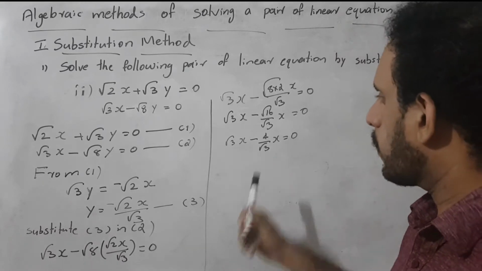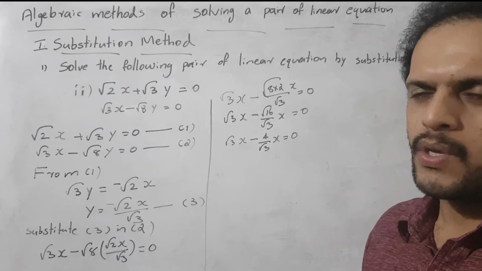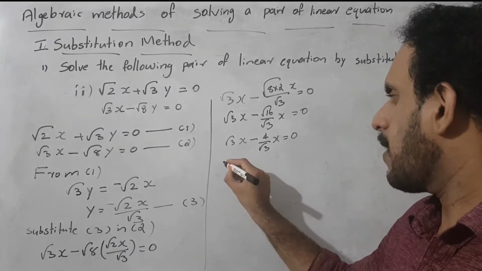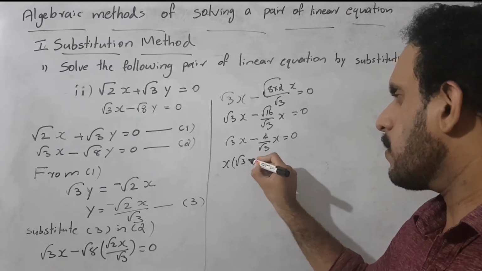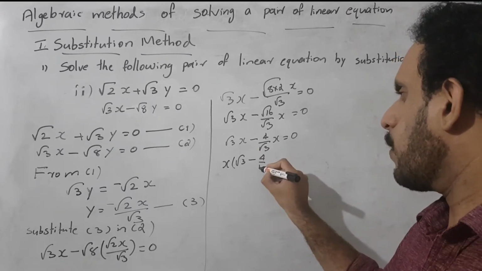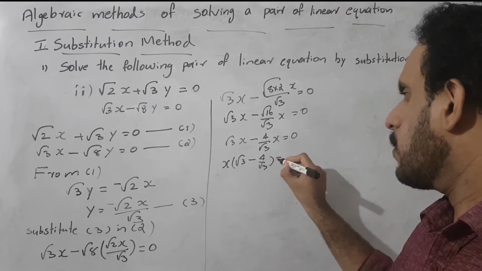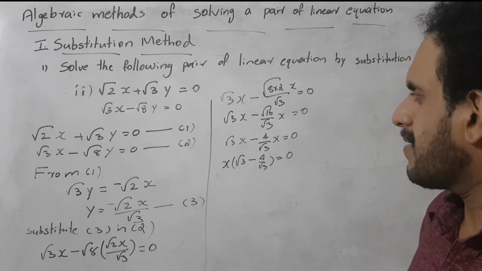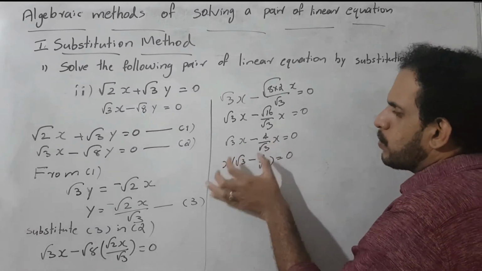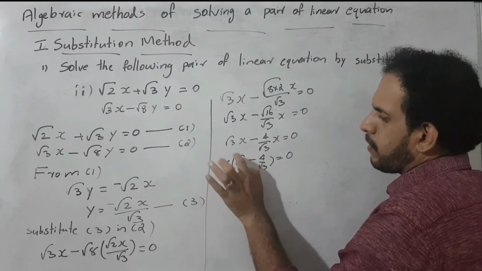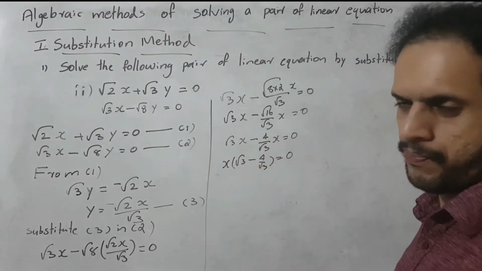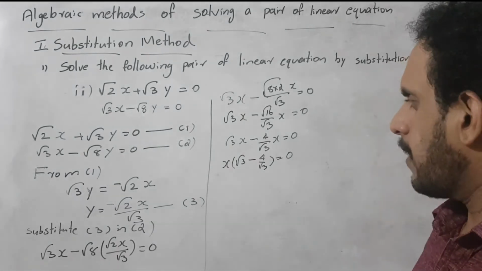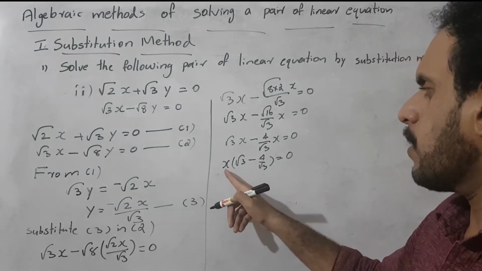Here x is common, correct? So I take x out, then x into root 3 minus 4 by root 3 is equal to 0. I take x as common here, so I took x out. Then what is remaining? Root 3 minus 4 by root 3 is equal to 0. Okay.